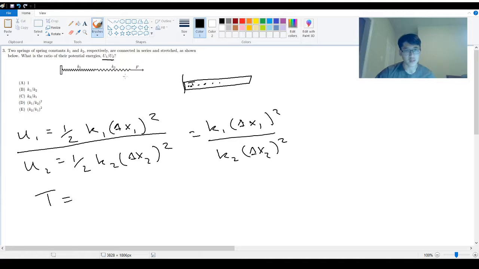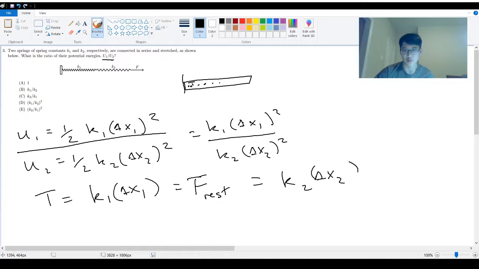So we know that the tension caused in this entire spring system is going to be K1 delta x1, right? Because that's just the equation for the restoring force of the spring. Specifically, this is the restoring force of K1. But this tension should also be equal to K2 delta x2, which is the restoring force of the second spring with spring constant K2. Because the tension throughout both of these structures should be the exact same. So that means the restoring force should also be the exact same.